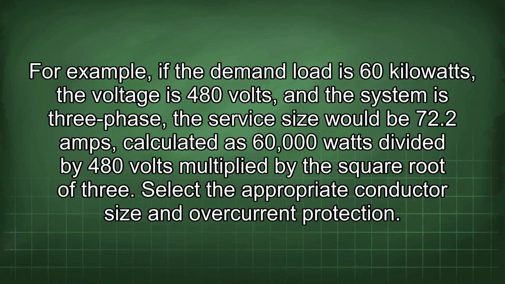For example, if the demand load is 60 kilowatts, the voltage is 480 volts, and the system is three-phase, the service size would be 72.2 amps, calculated as 60,000 watts divided by 480 volts multiplied by the square root of 3. Select the appropriate conductor size and overcurrent protection.